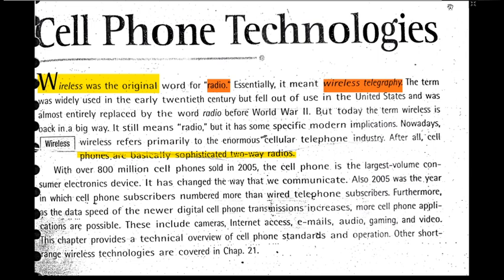In principle, it is well known as wireless. The earlier telephonic device was a landline wired telephone, but a cell phone is a wireless radio. Wireless was the original word for radio, wireless telegraphy, basically the meaning of wireless radio, and this term was widely used in the early 20th century.